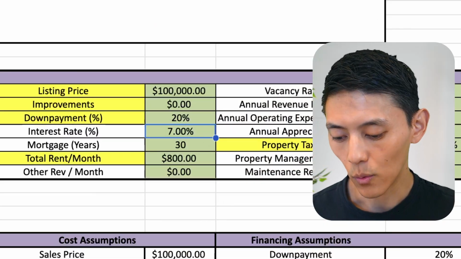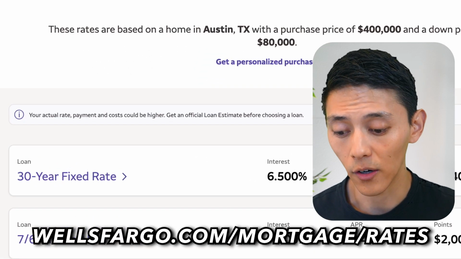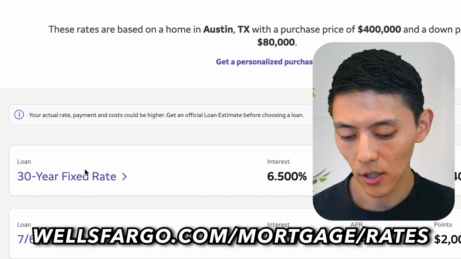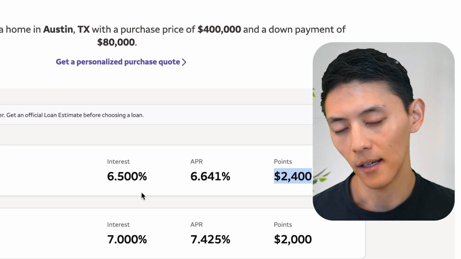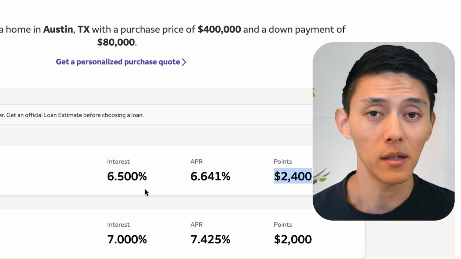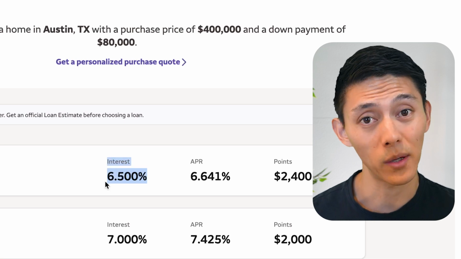So look at the interest rate. What I like to do is go to Wells Fargo and look at their mortgage rates here. So you can look up at wellsfargo.com/mortgage/rates. You can see here that a 30-year fixed rate is around 6.5% interest. Now again, that's assuming you're paying this much in points, and it also doesn't show if this is for a rental property or for a personal residence. For an investment property, this number might not be 6.5% anymore.